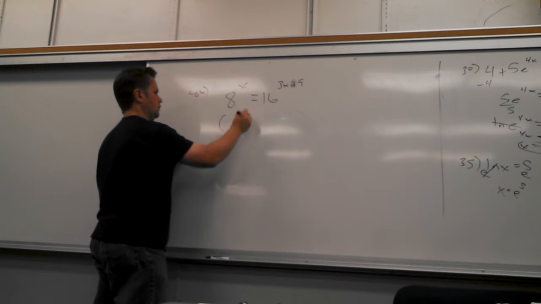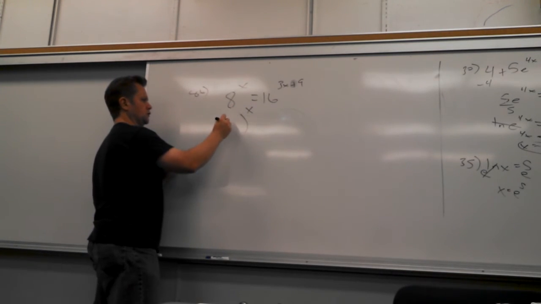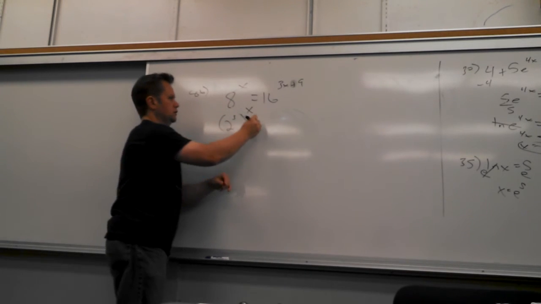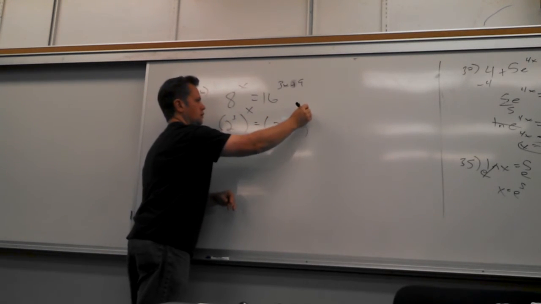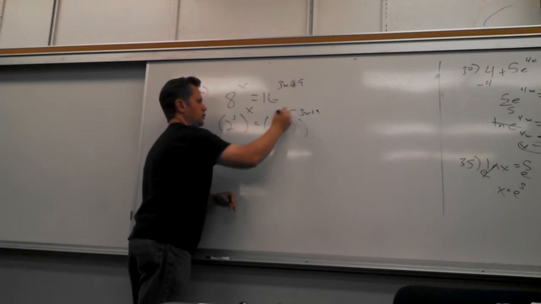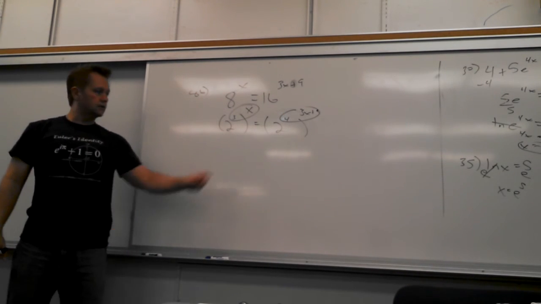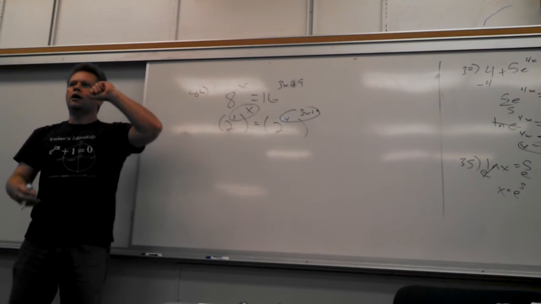So it's 8 to the x, right? But what is 8 in terms of 2? 2 to the what power is 8? 2 to the third power is 8. 16 is 2 to the fourth power. And what do I do with these powers? Multiply. Okay.